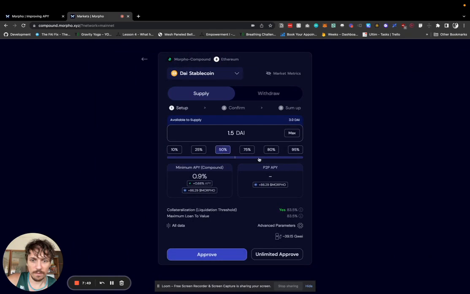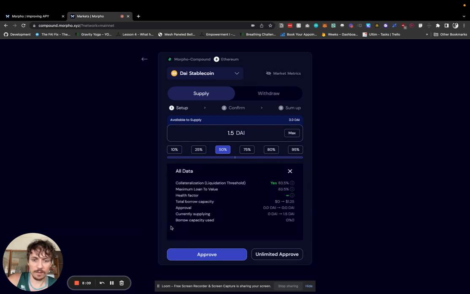All right, let's see, 50%, 1.5 DAI. Minimum APY on compound, 0.9%, P2P APY. It tells me that the P2P matching is currently disabled because the COMP rewards are more profitable. I like that. Cool.